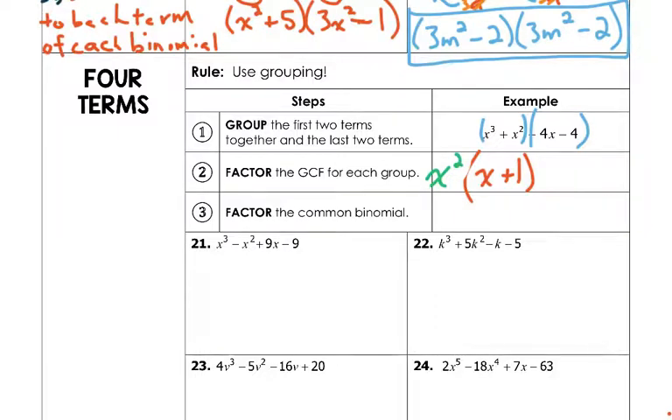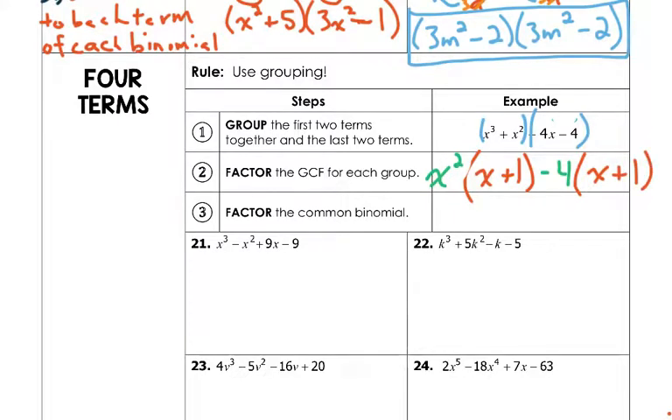Now, very important: if the first term is a negative, you always pull out a negative GCF. So looking at this, these two have a GCF of 4, but because the first term's negative, just make it a negative 4. So it's x squared, minus 4 as our GCF for this back binomial. And then we factor it out. I'm going to use red, Christmas time. x plus 1.